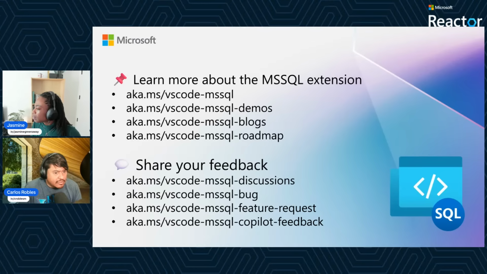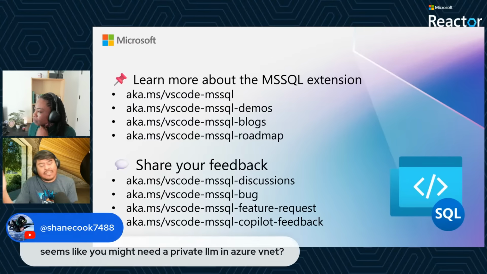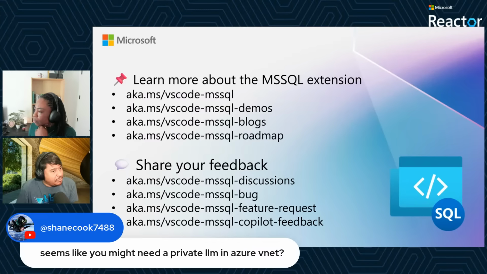There is an interesting question here from Shane Cook. Seems like you might need a private LLM in an Azure VNet. Yes, you can do it. I am not very familiar with Foundry, but in Foundry there are a lot of options, and everything is about privacy. Maybe someone else has a better answer for that, but I know there are a lot of options when you decide to run your LLMs in Azure.